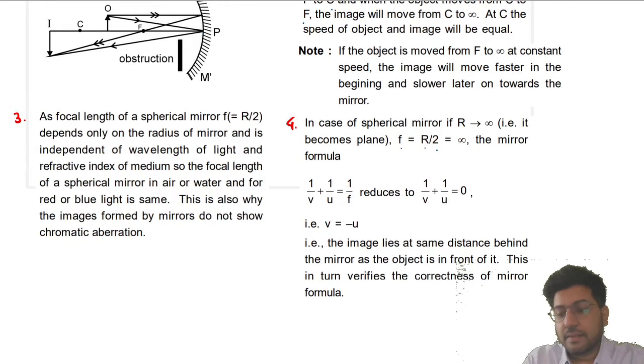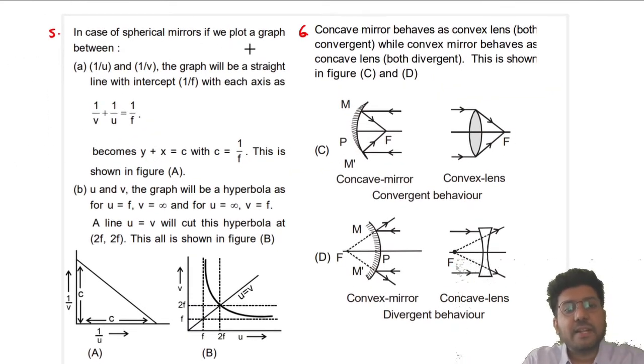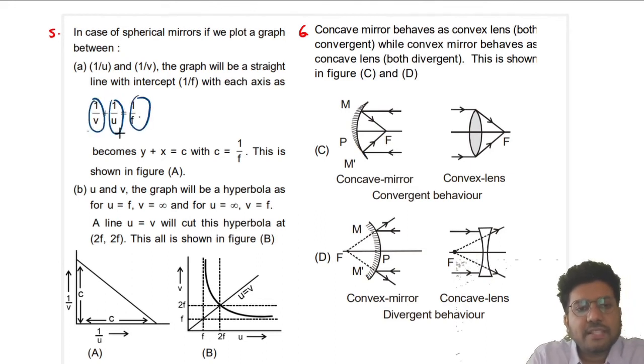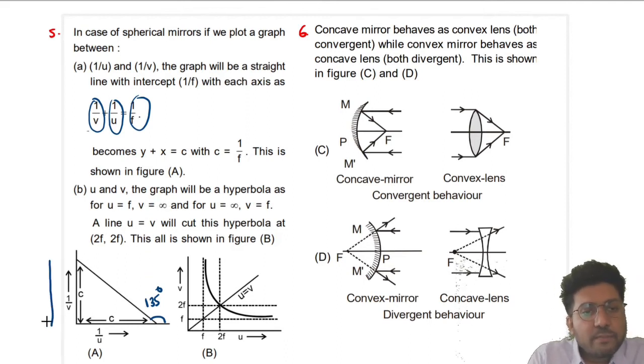Then next point. In case of spherical mirrors, if we plot the graph between 1 by v and 1 by u, you will get a straight line. Why? Because this is y plus x equal to constant. So you will get a straight line with slope, or you can say angle, 135 degrees and slope minus 1. And the y-intercept will be 1 by f.